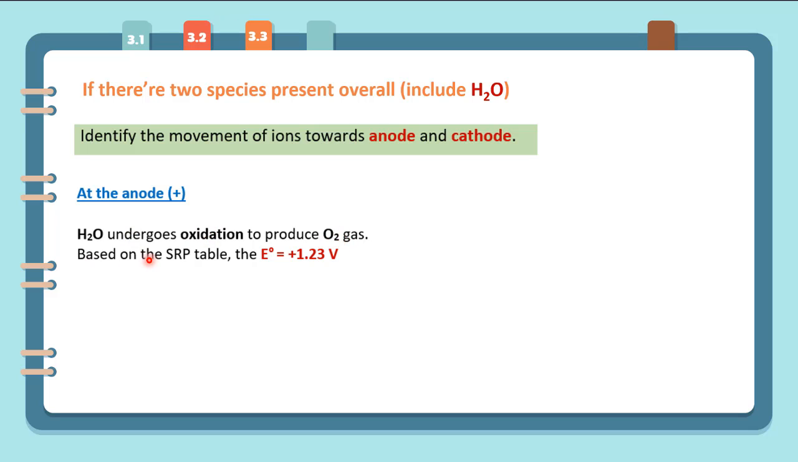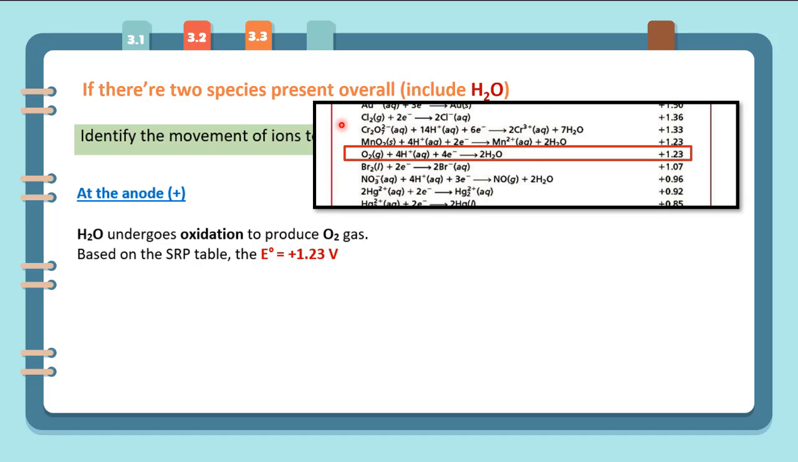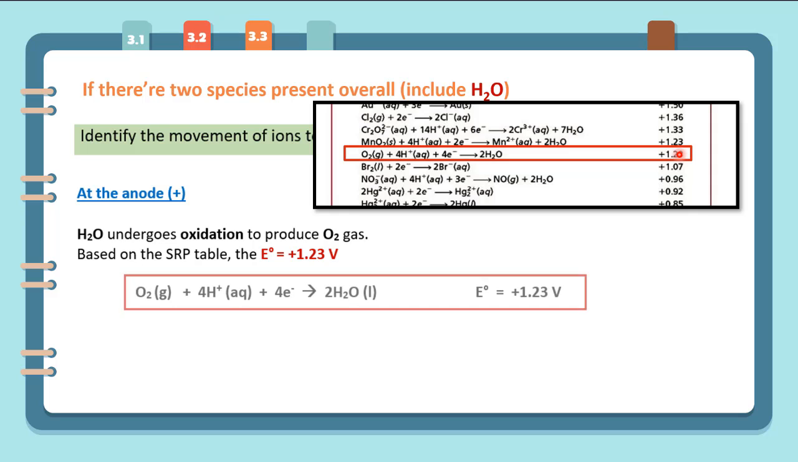Based on the SRP table, the E naught value, your standard reduction potential, is positive 1.23 volt. Okay, so refer to your SRP table, you will see. In this case, we focus on water. It will undergo oxidation, so we reverse the reaction, and you can see oxygen gas produced. The value positive 1.23 is what we use for comparison. So you jot down first the equation and the E naught value.